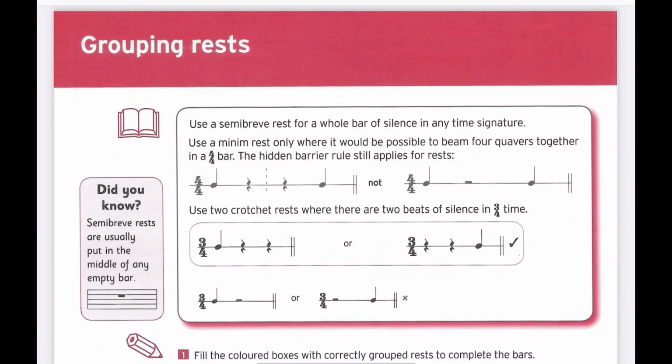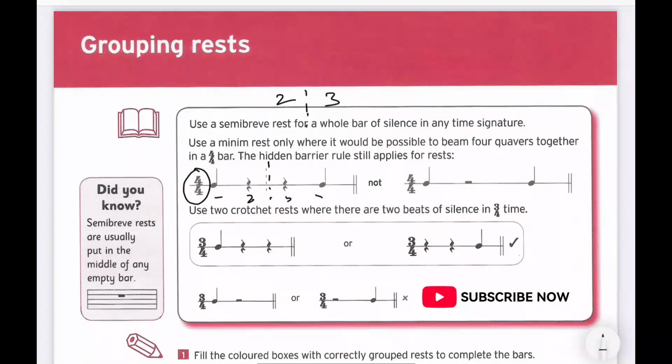So in 4/4 time signature, you can see that the imaginary line is between 1, 2, 3, and 4. That means count number 2 and 3 will have an imaginary line in between. For the rest, you have to put a rest separately. You cannot put a minim rest or a half note rest in between. So that means you have to put a quarter note rest separately over there.